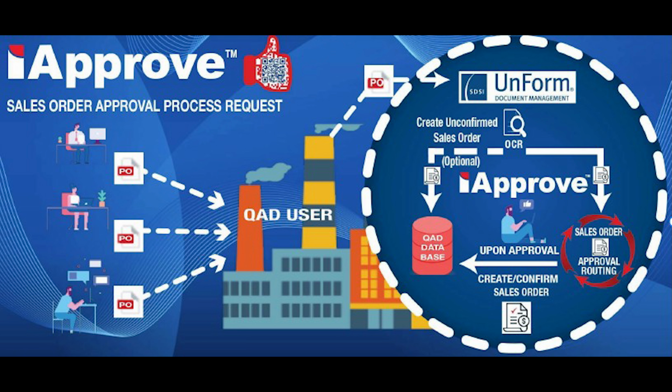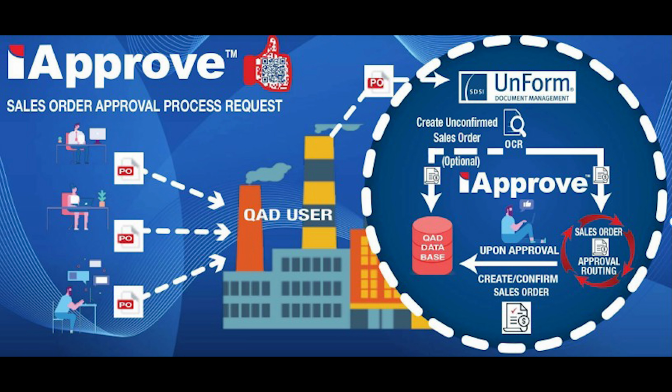What happens next? So then iApprove steps in. It takes that data from UnForm and uses a set of rules to decide where that PO needs to go for approval within QAD. So it's like intelligent routing based on whatever criteria you set up. Exactly. You can have it look at the PO value, the customer, or even specific items and route it to the right person or group for approval. And the cool thing is this all happens within QAD, so everything's connected and streamlined.